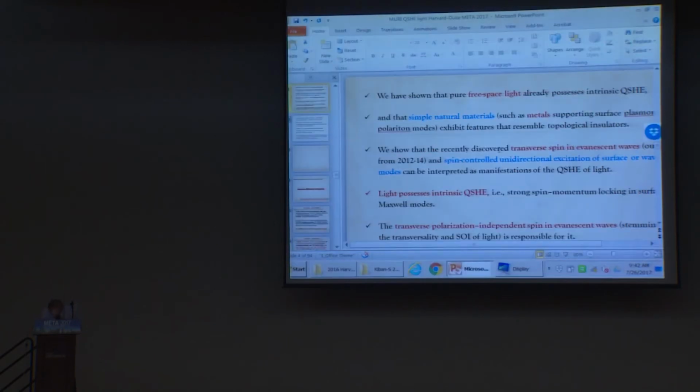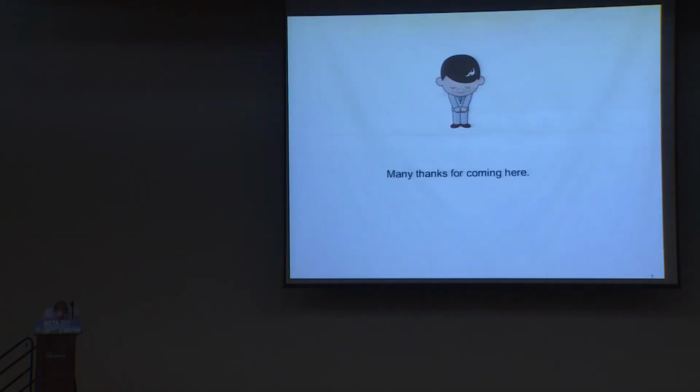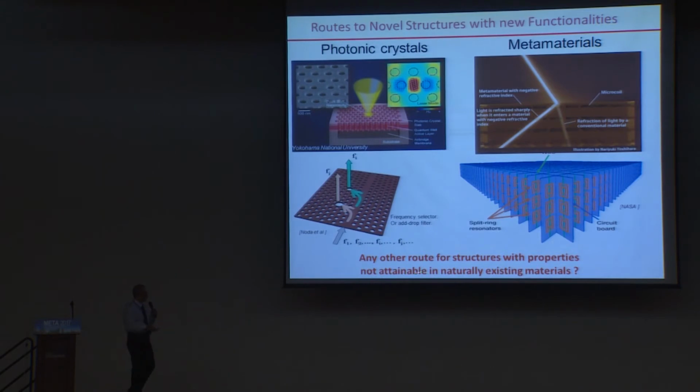I will just go into the second talk here, which is this one here. There are different routes for novel structures with new functionalities, including photonic crystals and metamaterials. Are there any other routes for structures which have properties that are not attainable in natural existing materials?